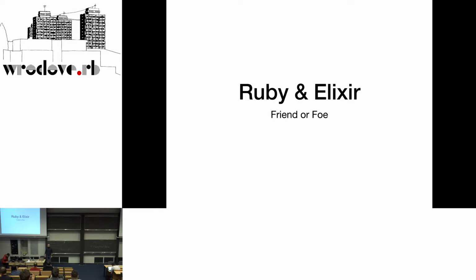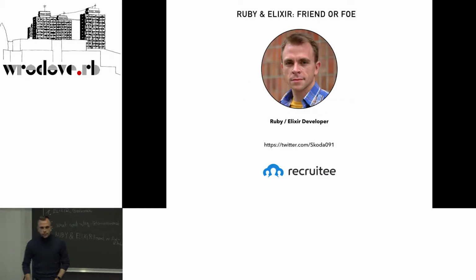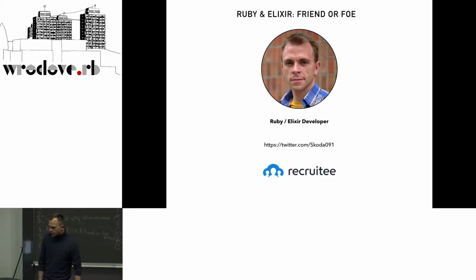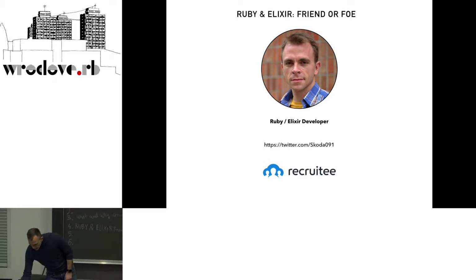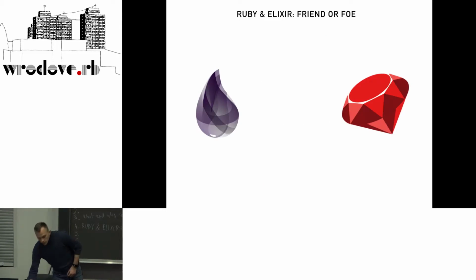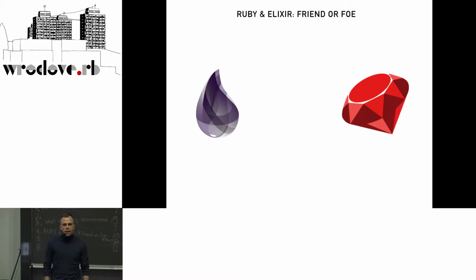So I wanted to quickly tell you something about Ruby and Elixir interoperability. But before that, my name is Adam. I'm working at a recruiting company in Poznań. I'm a Ruby/Elixir developer, or Elixir/Ruby, it depends. Moving on, you may ask, why should I bother? What is the reason to make Elixir and Ruby cooperate with each other?